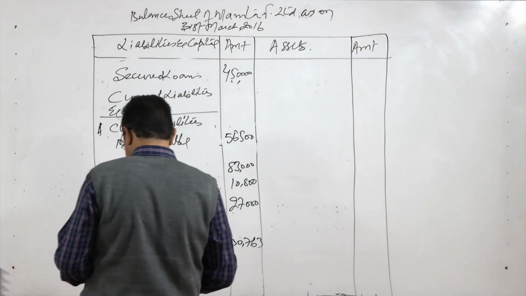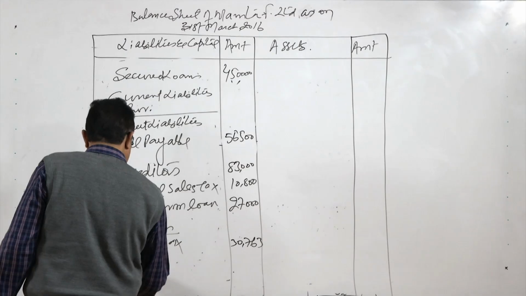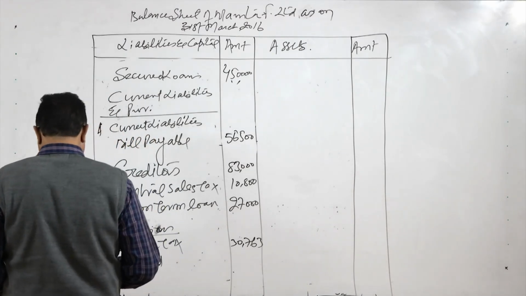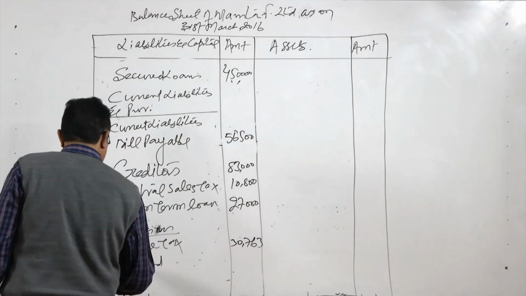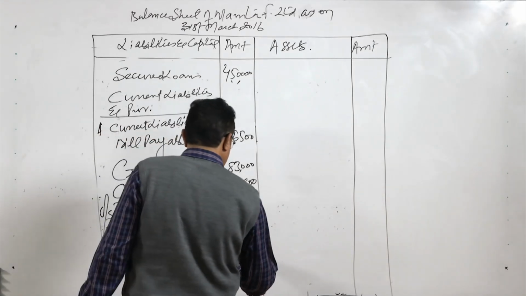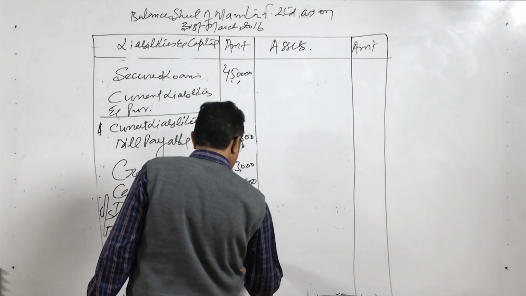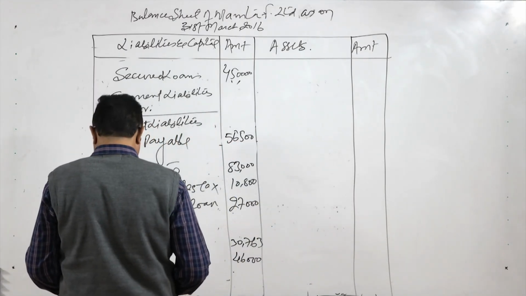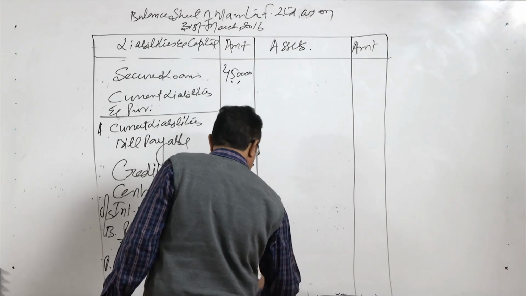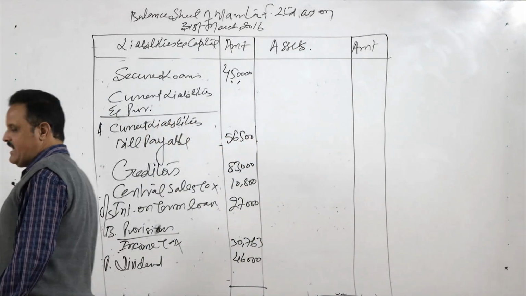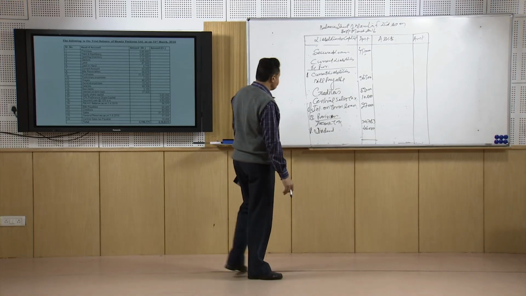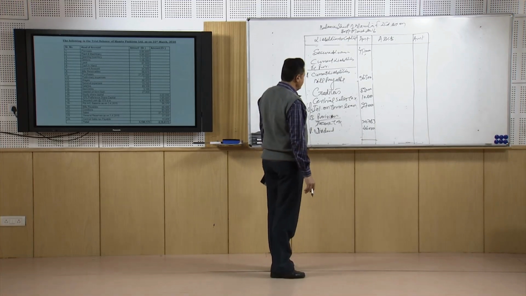30,763 was the tax part, and the dividend component is the proposed dividend. So proposed dividend is 46,000 here, and I think there is no other provision. So it means we have already completed the assets, liability side, capital and liability side of the balance sheet, and then we will be moving forward to the asset side of the balance sheet.